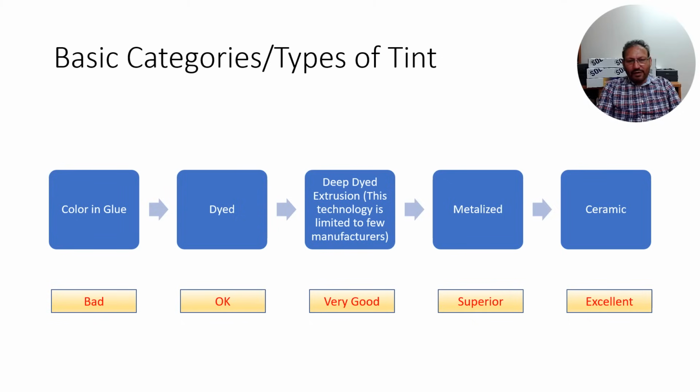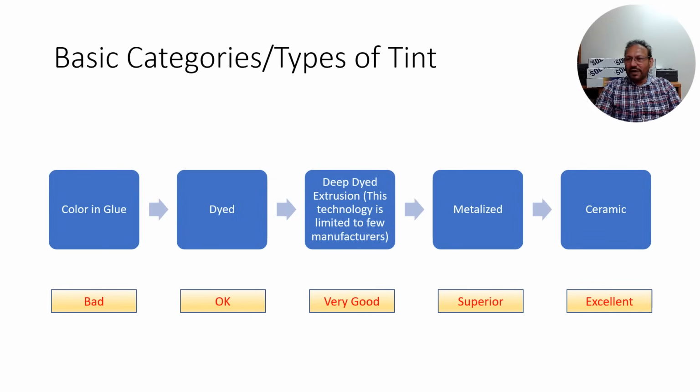What exactly is color in glue? Color in glue, as the name suggests, is a plastic sheet, another plastic sheet, and the glue has the color. That is the worst kind of tint I have ever seen. You will see these types of tints fade within 1 year, and sometimes when you try to tint the glass, you may see the glue running down with a black color in it.